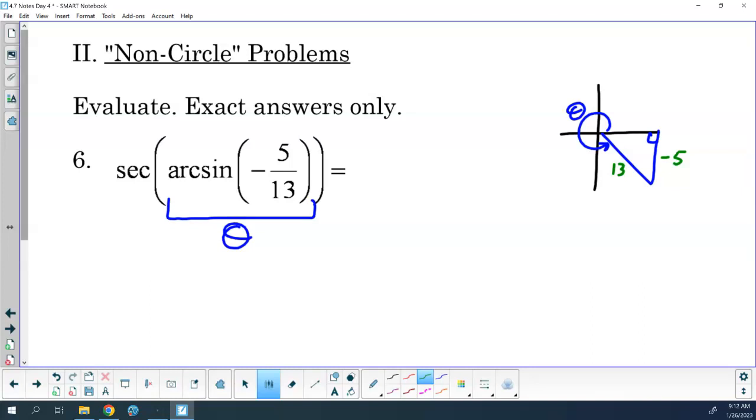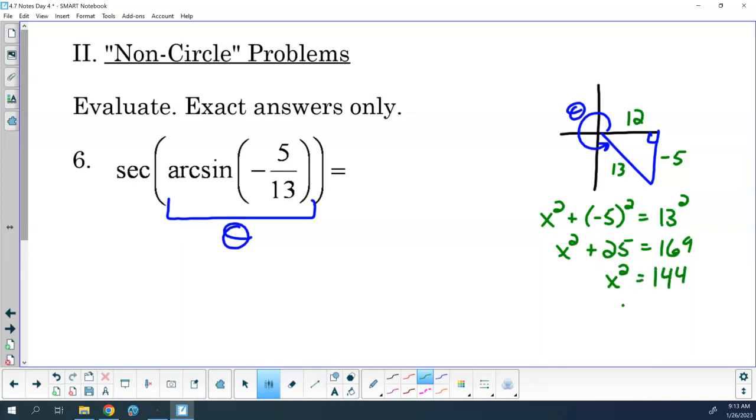We can find the other side, the missing side, by doing what? Pythagorean theorem, or if it's lucky enough to be a Pythagorean triple, which 13 and 5 make up 2/3 of a Pythagorean triple, which would be 12. If you didn't know that, we could always go do that.